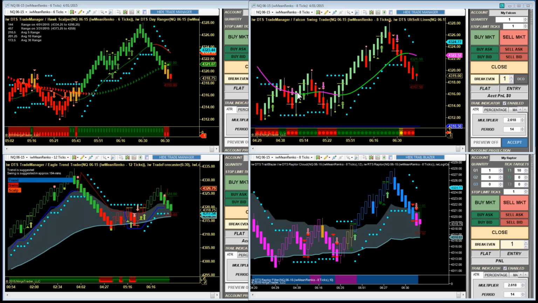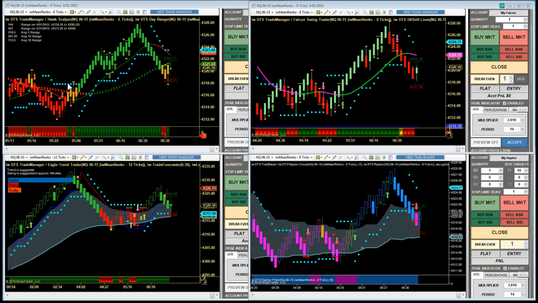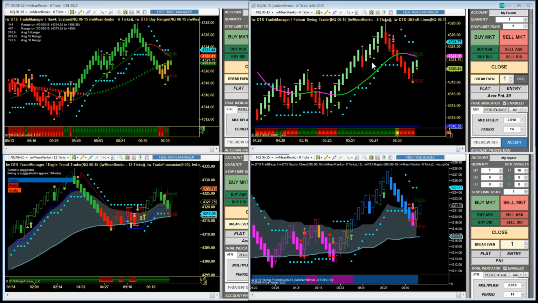Okay, what you're looking at here is the diversified trading system. And it's diversified because we're looking at the market from three different points of view. Here in the top left, we have the Hawk Micro Scalper. Obviously, the Hawk Micro Scalper is designed to pick up short-term scalping signals. Next to that, we have the Falcon Swing Trader.